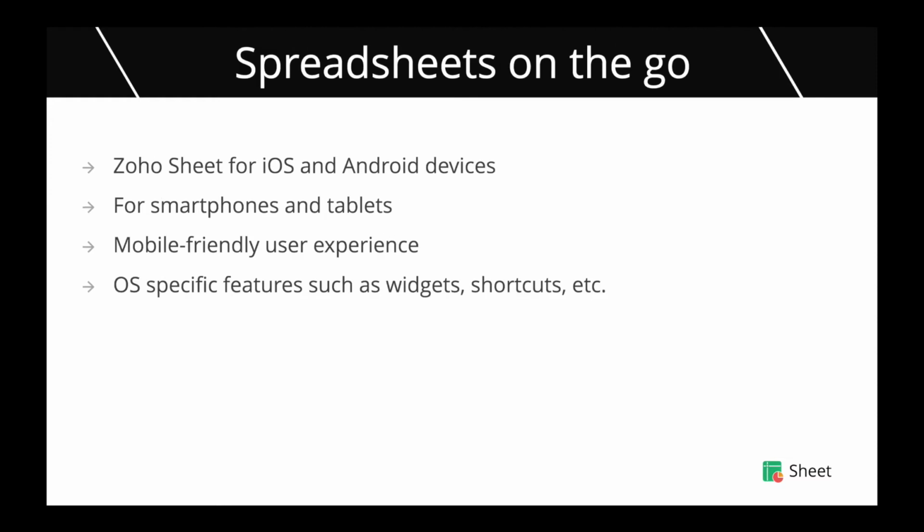Zoho Sheet's mobile applications give you the ability to work on the go. Not just that, they have been designed in such a way that they are easy to work with using your smartphones and tablets. Zoho Sheet also supports OS-specific features on your smartphone and tablet, such as widgets, shortcuts, etc.